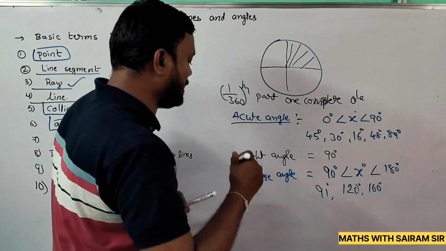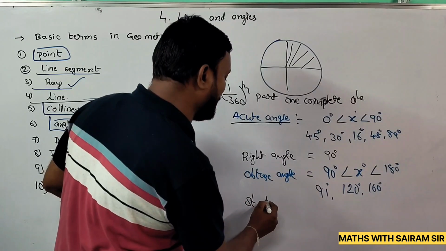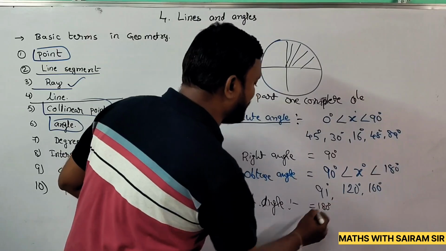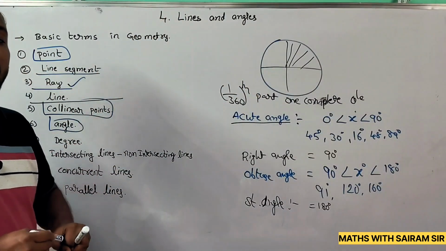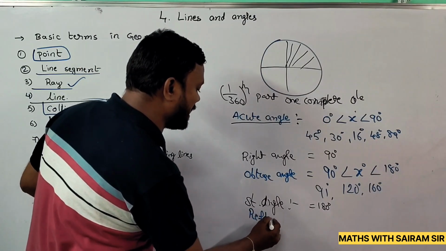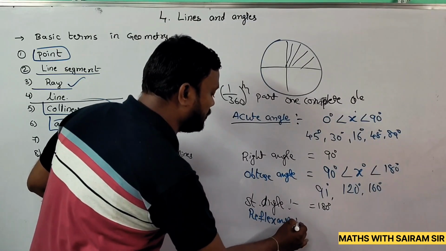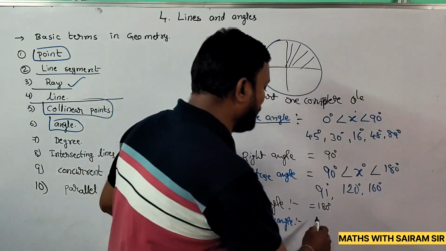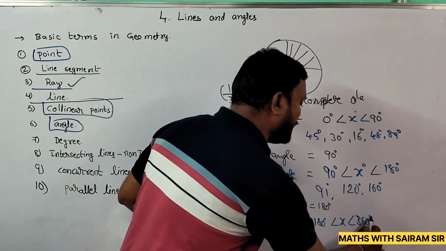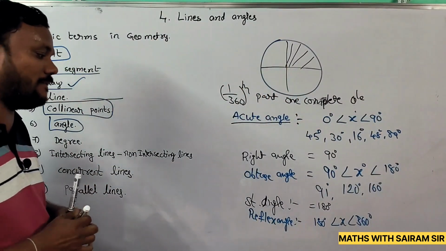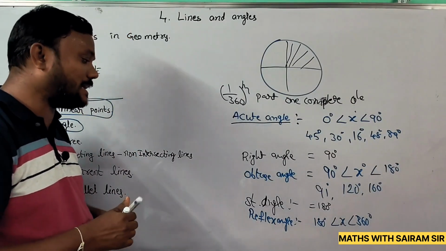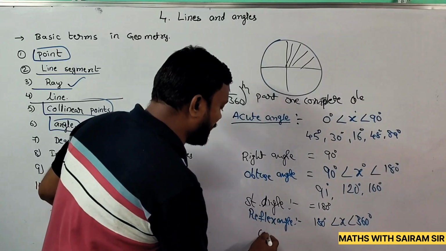The next type of angle is the straight angle. What is a straight angle? An angle whose measure is exactly equal to 180 degrees is known as a straight angle. Next type is the reflex angle. A reflex angle is an angle whose measure is more than 180 degrees and less than 360 degrees. And last, that is known as one complete angle.